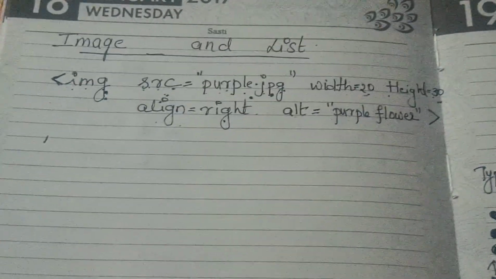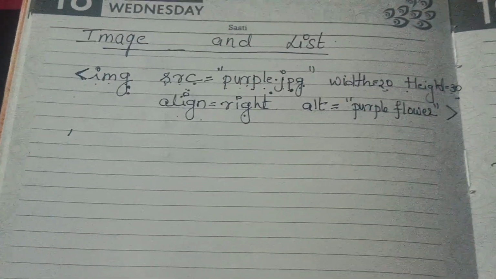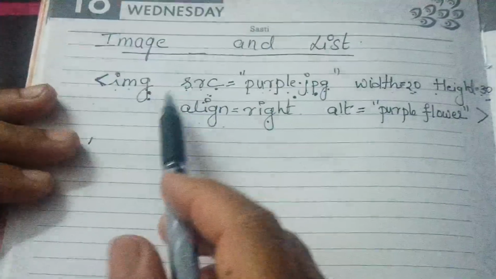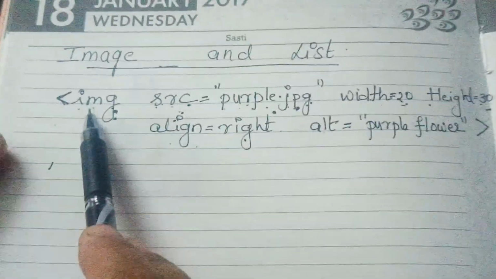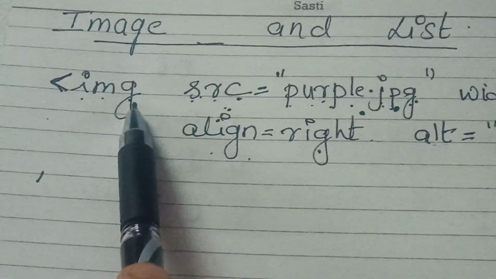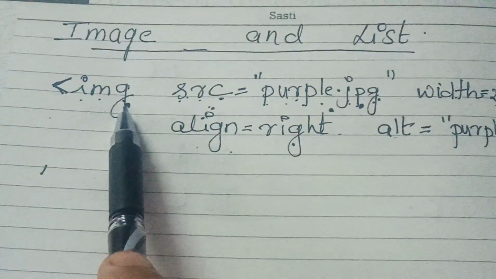Today, we are going to learn two new tags, the image tag and the list tag, right? I've already written this line, so I'll just explain this. IMG stands for image. Since I want to upload an image, I should start with the word IMG. This is the tag that helps me to load the image.